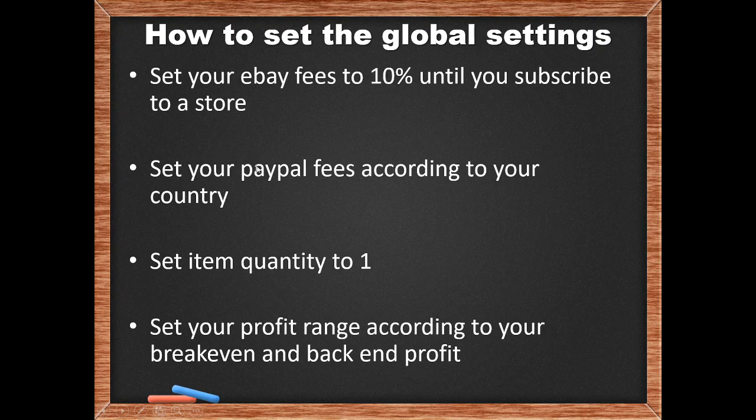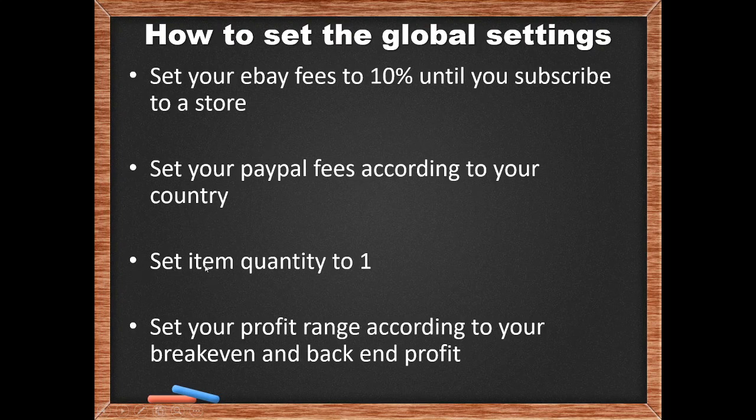Then we need to set your PayPal fees. I can't tell you exactly how to do that because it varies from country to country. In Israel, for example, we pay 4.4% plus 30 cents for each transaction. People with a US PayPal pay, I think, 2.9% plus 30 cents. UK PayPal pays 3.4% plus 20 pennies or something like that. So you need to check your own PayPal fees according to the country you're living in.